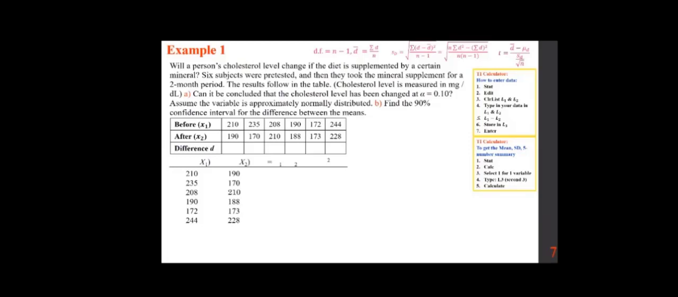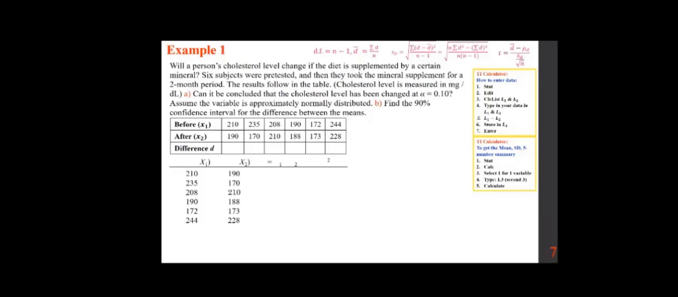First, let's understand what is given. We are dealing with the same group of subjects, where n is 6. Then the information is given: x sub 1 before, x sub 2 after, and now we are going to calculate the difference between the two. For example, if you look at the first one, 210 minus 190 is 20.